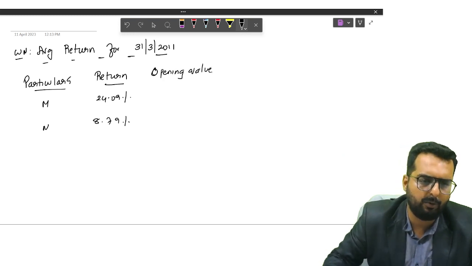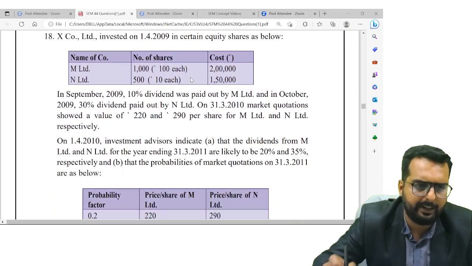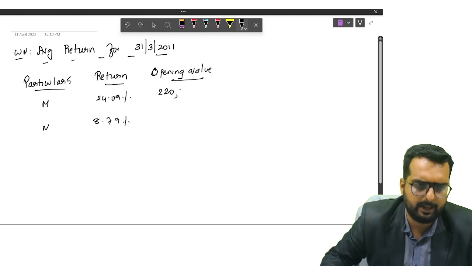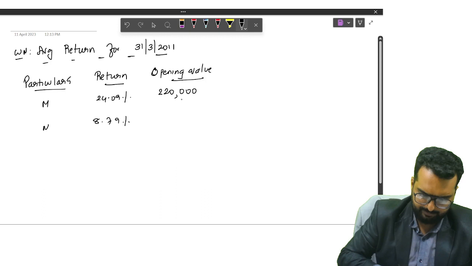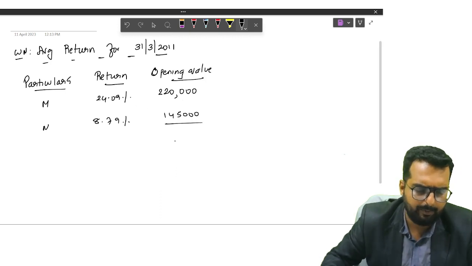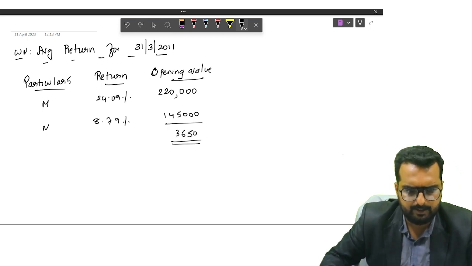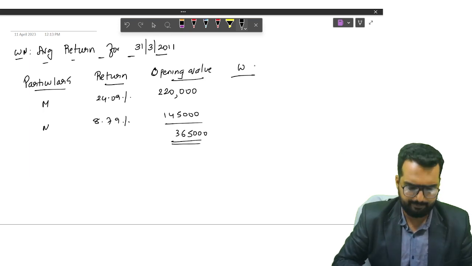We have to go and work out first because we don't have the data correctly. Here they have told it will be 220 per share, correct? 220 per share into 1000 will be how much? 2,20,000. 290 into 500 will be how much? 1,45,000. So what will be the total opening value? 3,65,000. From this we can find out the weight, correct?